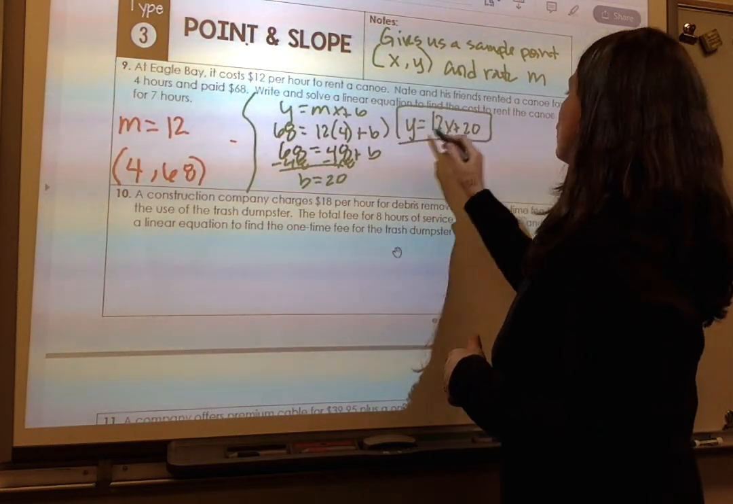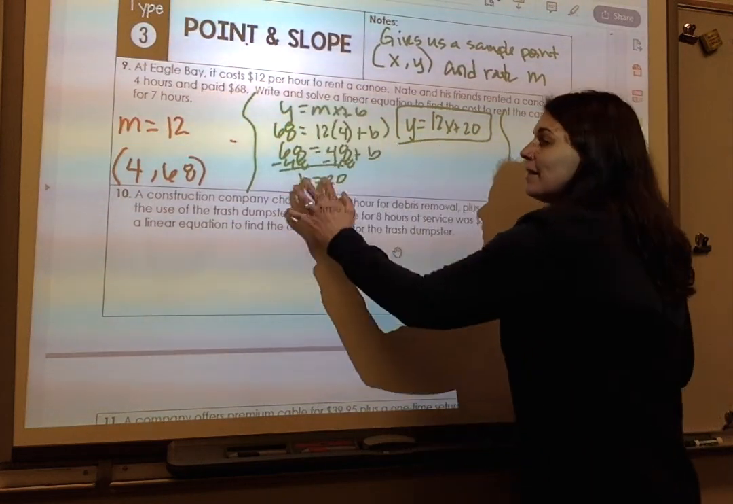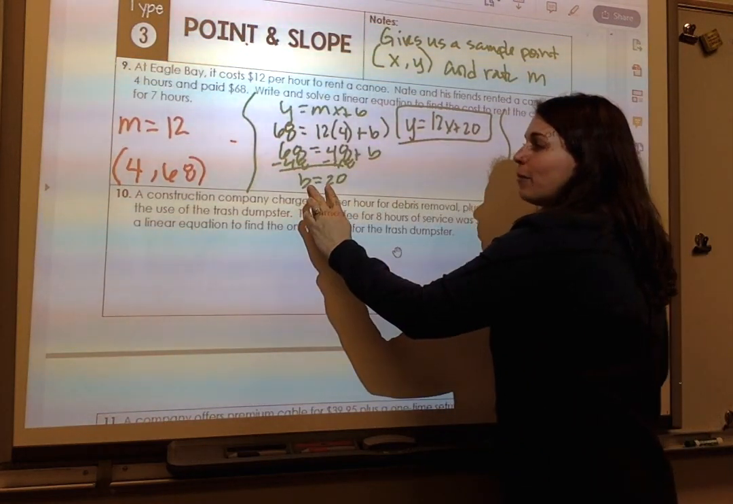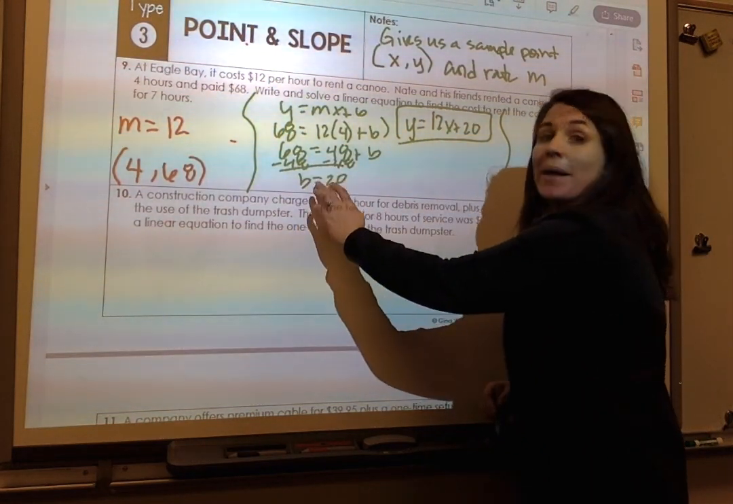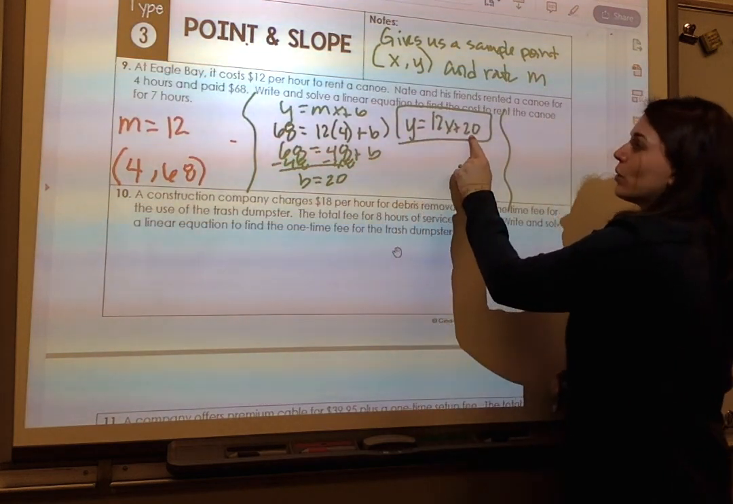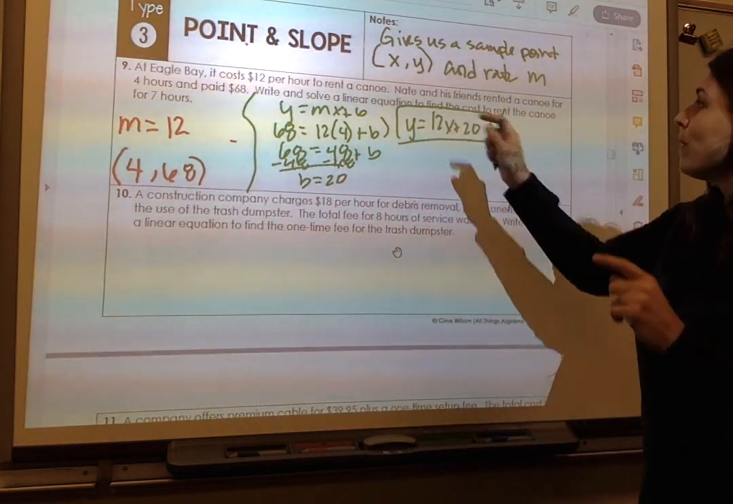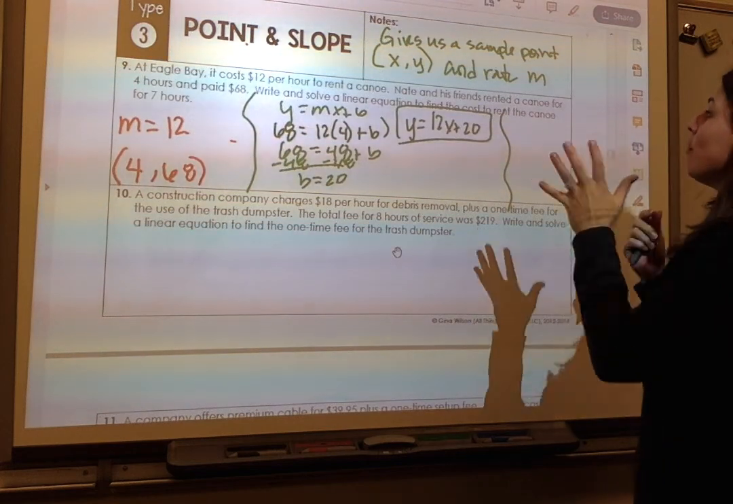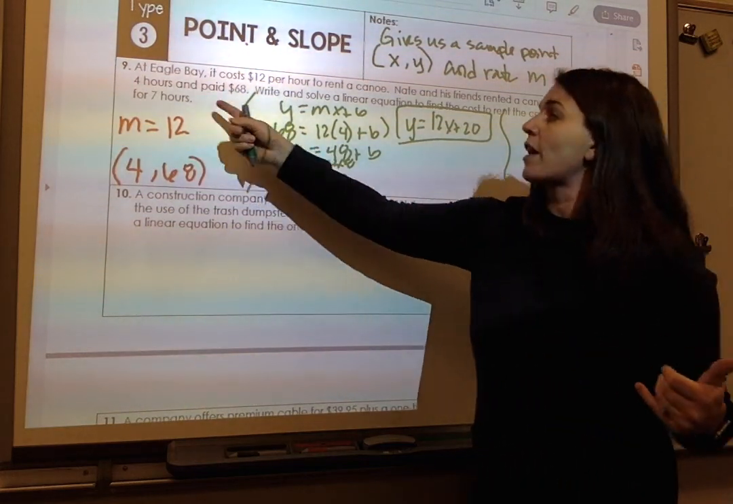That's my equation. That's my linear. This allows me to solve for beginning point, but that's not my equation. My linear equation is y equals 12x plus 20. So there's my linear equation, and now, how much does it cost to rent the canoe for 7 hours?